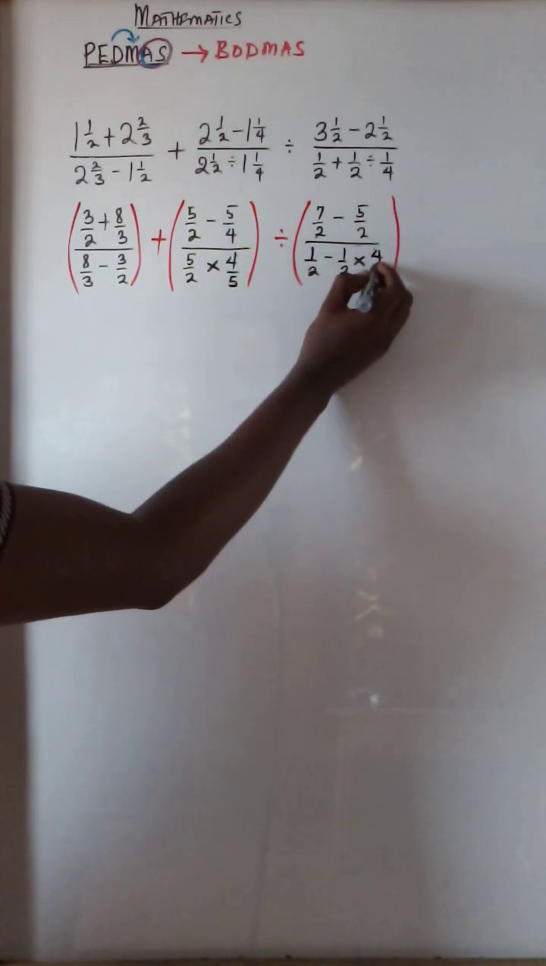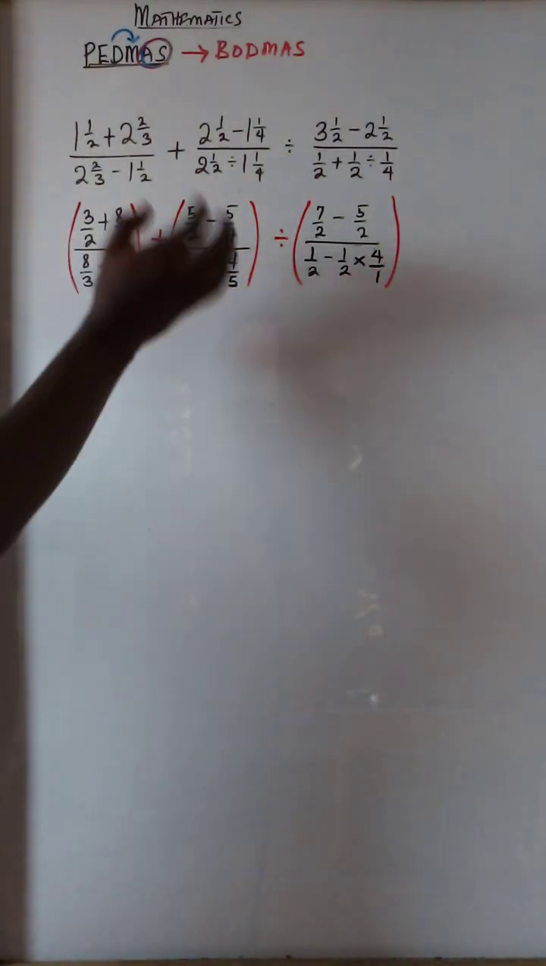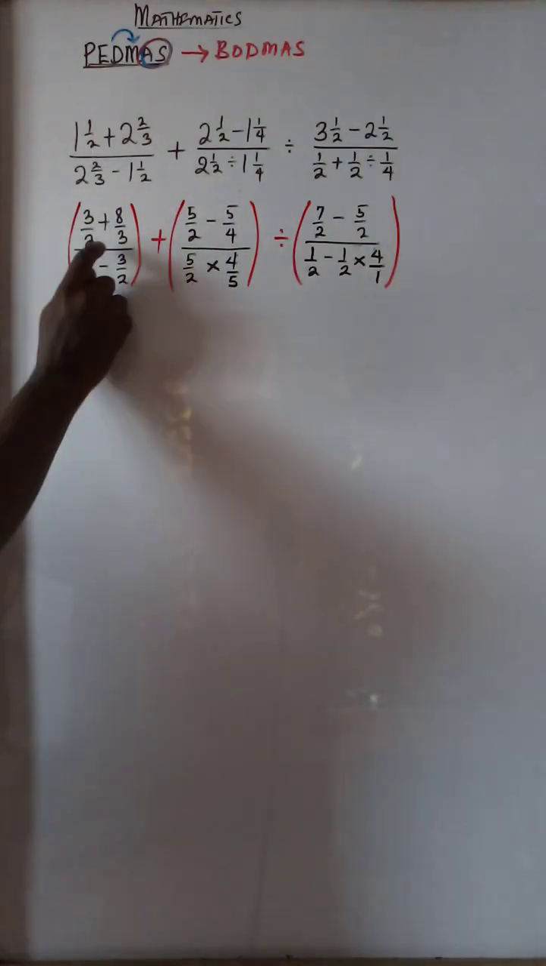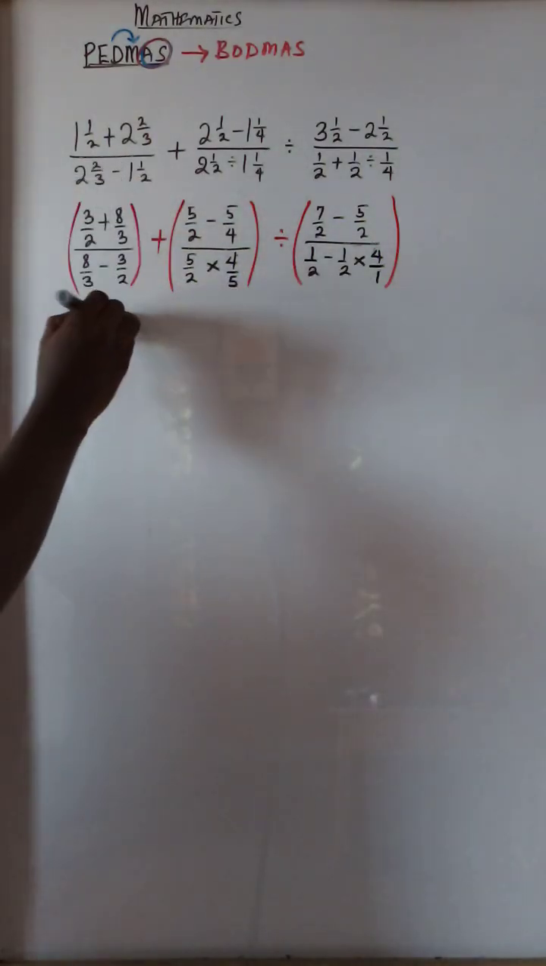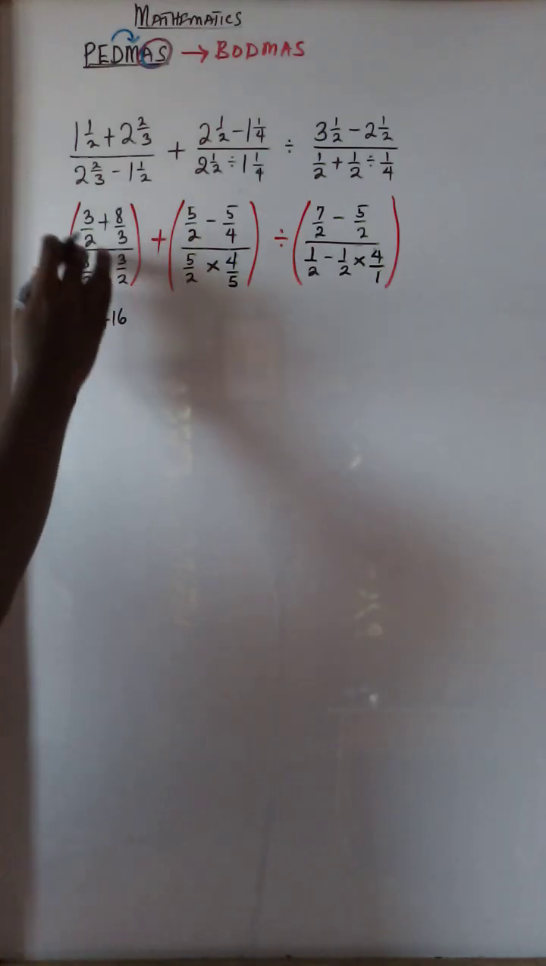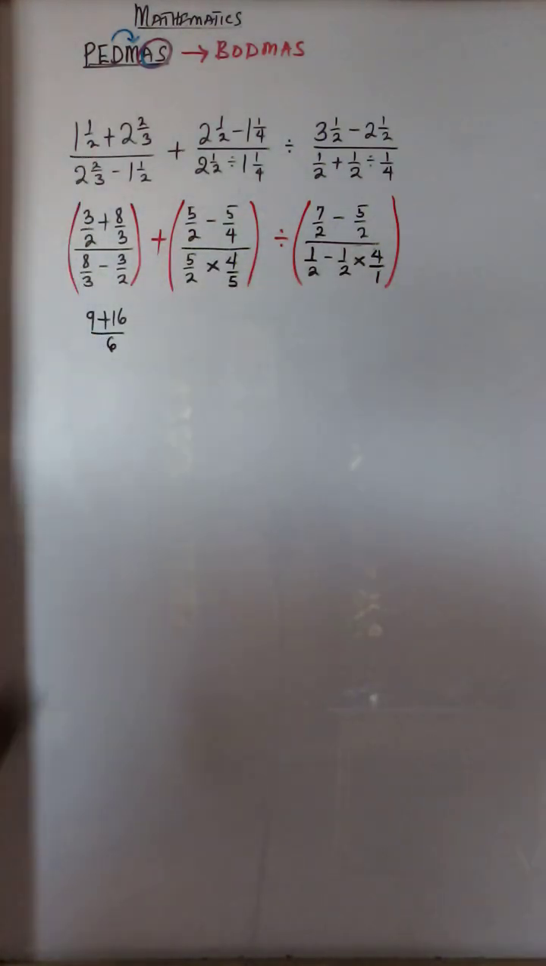4 over 1. Then we are good to go. What next? What we just have is addition of fractions. So the shortcut here, 3 times 3, 9. 2 times 6, 2 times 8, 16. Then 2 times 3, 6. That's why in the numerator.